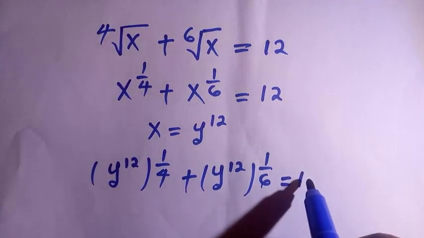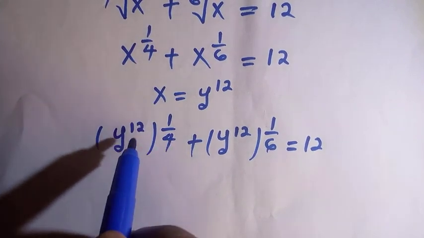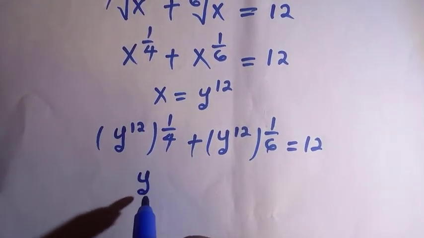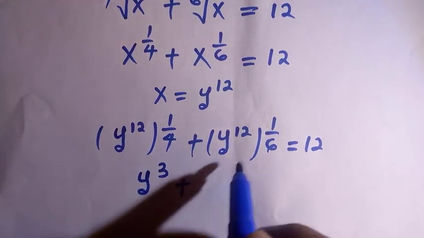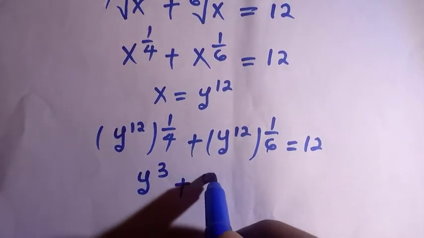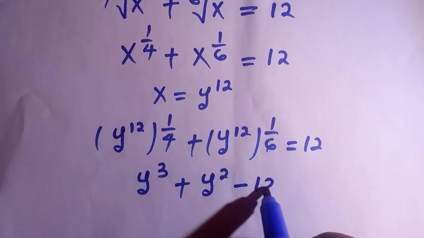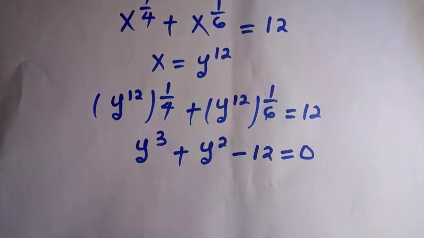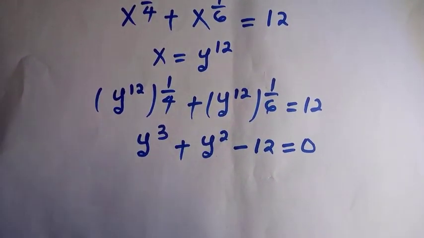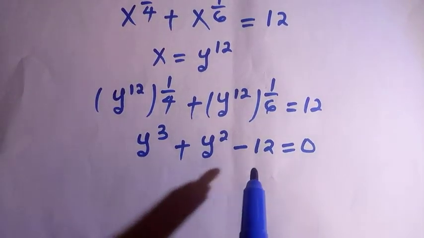This equals 12. Then 4 goes into 12 three times, and we have y raised to the power of 3, plus 6 goes into 12 two times, and this becomes y raised to the power 2. If I transfer this 12, we have negative 12 equal to 0 on the right hand side. And looking at this, here is a cubic equation, though I don't know the specific formula for it.